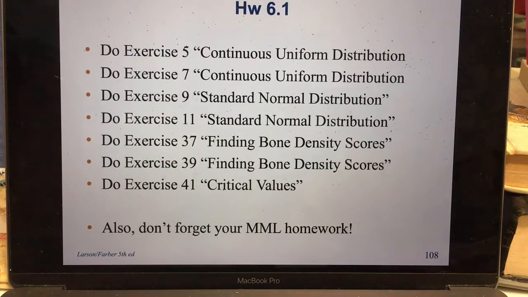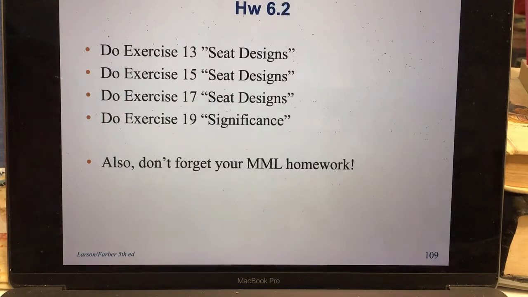And we are done. Here is your homework for 6.1. And don't forget to do your My Math Lab homework, which should be up and available to you before I go to bed tonight. And then here is your 6.2. And also remember, there's not much of 6.2. Just make sure that you are familiar with these exercises. And we have thoroughly covered 6.1 and 6.2.